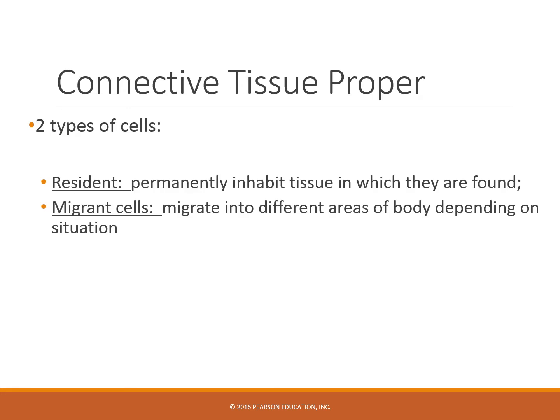Connective tissues are defined by their cells and ECM. There are two types of cells in these tissues, resident and migrant. Resident cells are those cells that are permanently located in the tissue, and migrant cells are those that can leave a tissue and go to another area of the body depending upon the circumstances at a given time.